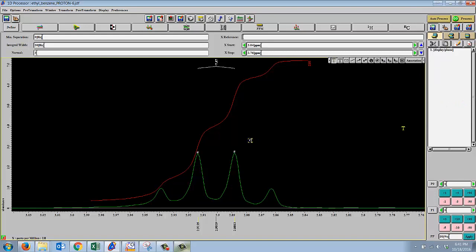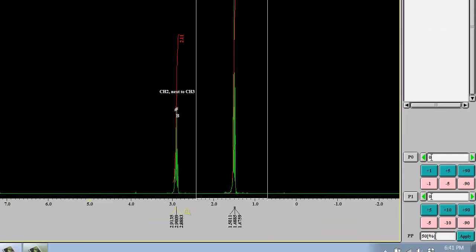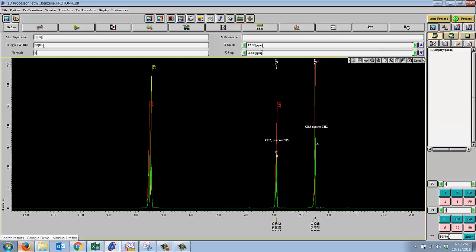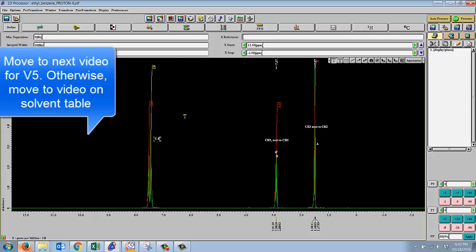So for instance, I know that this is my CH2 next to CH3, and I know that this peak was what I labeled as B on my proton NMR. If I go to methyl, this was a CH3 next to CH2. This is the peak that I labeled as A. And the aromatic is the peak that I labeled C through E. It's kind of hard to tell which one is which, so I'm just going to label the whole thing this way.